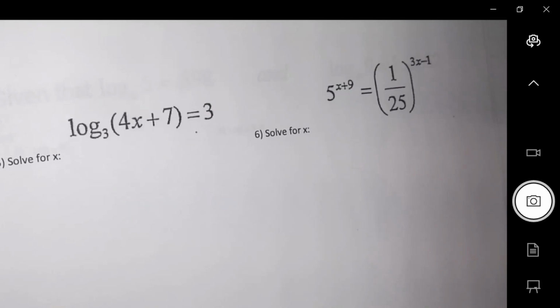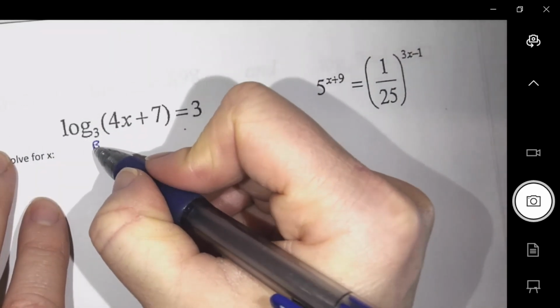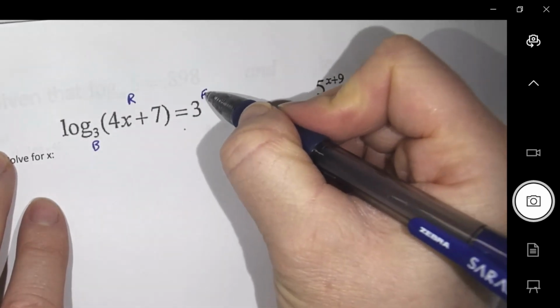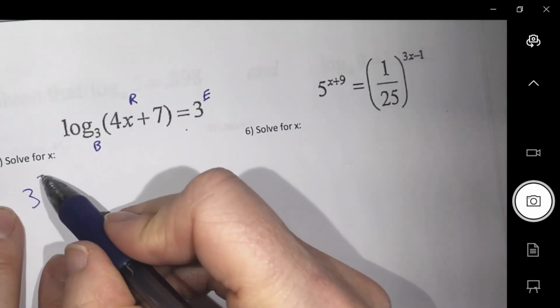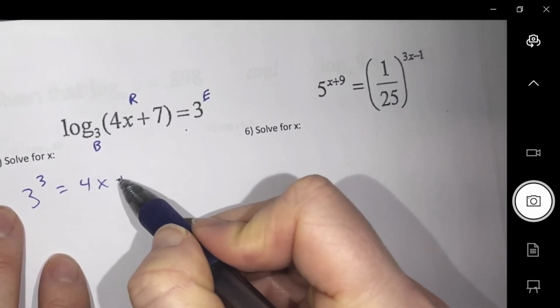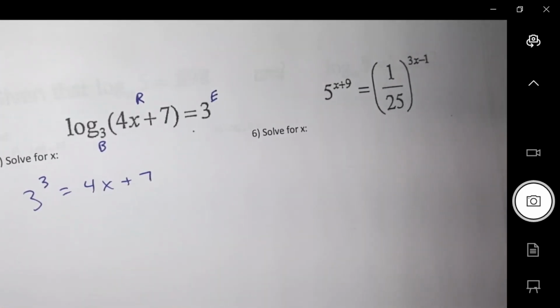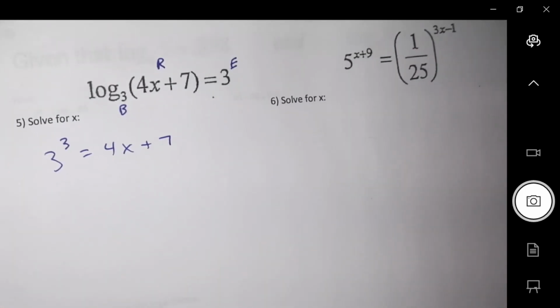Okay, number 5, solve for x. What would your strategy be here? Right now it's a log equation. What do you think we should do? Switch it to exponential. So this is the base, this is the result, this is the exponent. So can you move it into exponential form? We're going to do all this without our calculator, by the way.